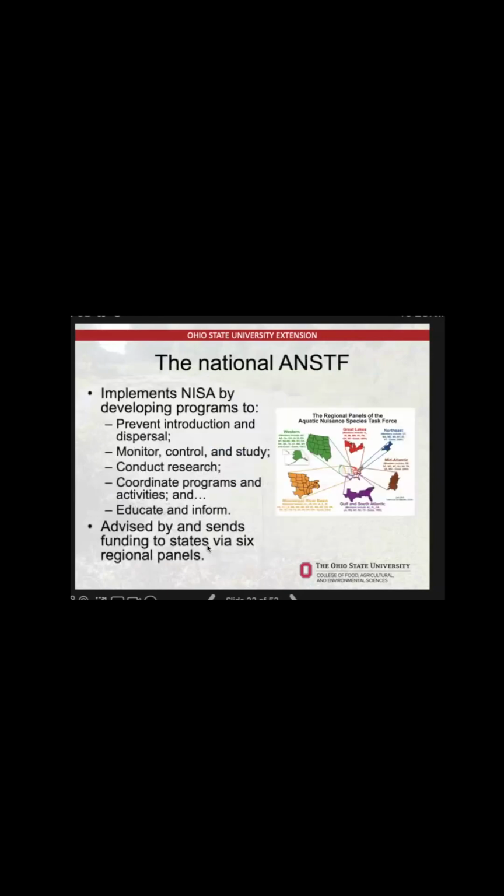which implements the Invasive Species Act by developing programs to prevent introduction and dispersal of aquatic invasive things, to monitor, control, and study those non-native populations, conduct research, and coordinate programs and activities, especially among different agencies, including among different jurisdictions, and to educate and inform. And the Aquatic Nuisance Species Task Force is advised by and sends funding into the states by 6 regional panels. And Ohio sits on 2, the Great Lakes panel and the Mississippi River Basin panel.